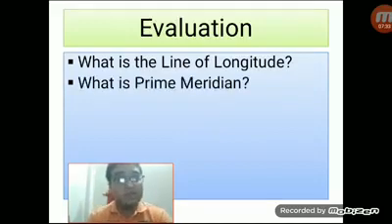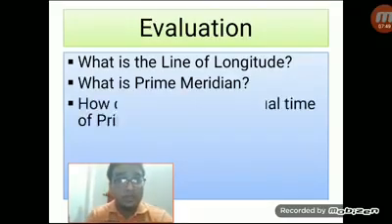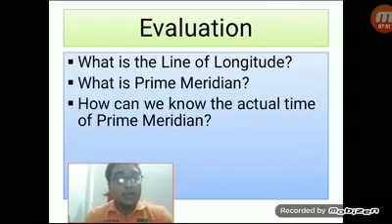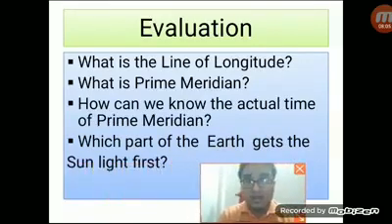Then what is the prime meridian? The prime meridian is one of the longitude lines, which goes over the Royal Observatory in Greenwich, which is located in London city. Then how can we know the actual time of the prime meridian? By using the chronometer, we can know the actual time of the prime meridian. Then which part of the earth gets the sunlight first? Definitely the eastern part of the earth gets the sunlight first.